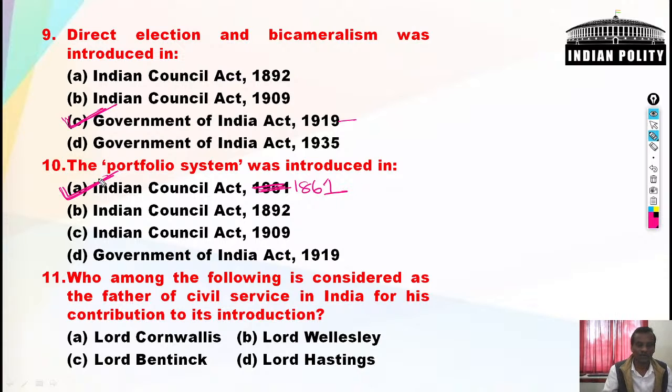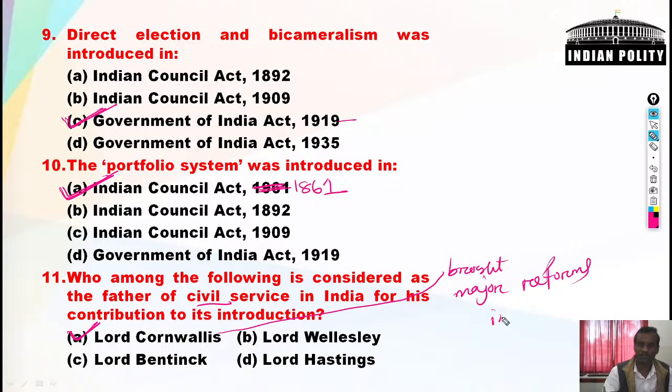Then who among the following is considered the father of the Indian civil service for his contribution to its introduction? That is Lord Cornwallis. He created covenanted and non-covenanted services. So he brought major reforms in civil services. Okay, very good. 11A. Okay.